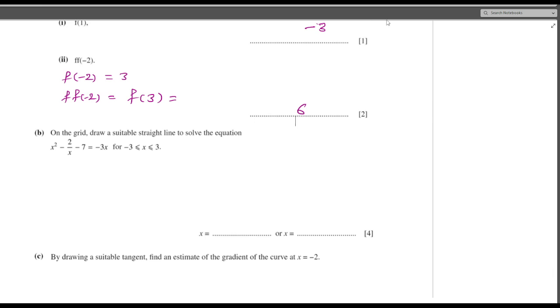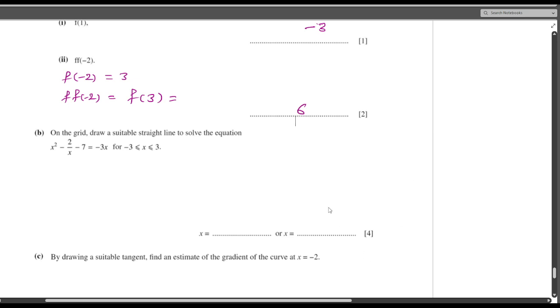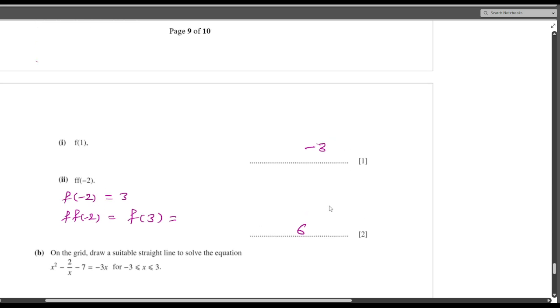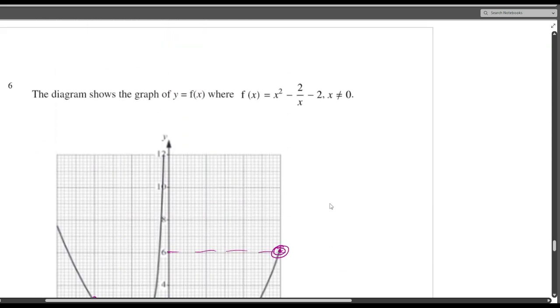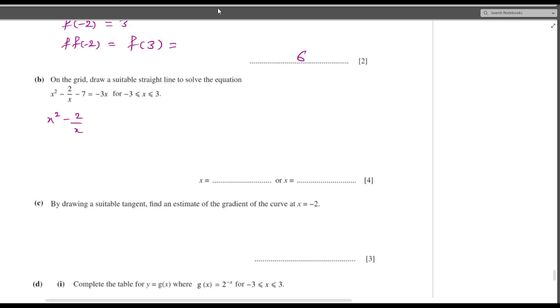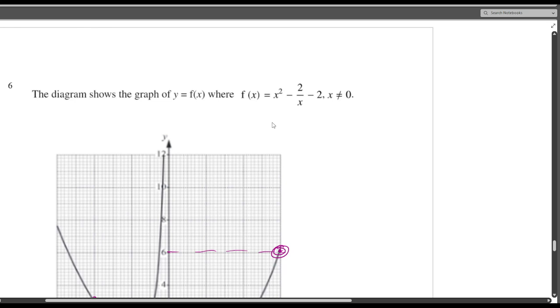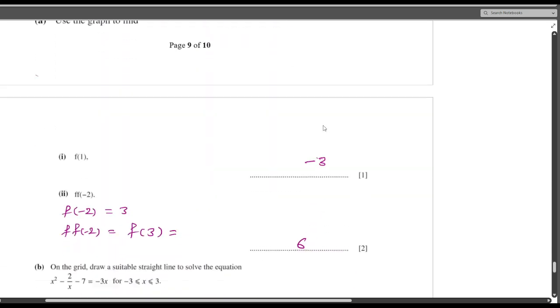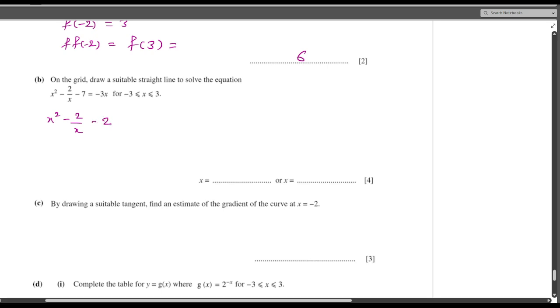On the grid, draw a suitable straight line to solve the equation. Now this is the question which I am looking at. Here this graph is for f(x) equals x squared minus 2 by x minus 2. Let me write the equation: x squared minus 2 by x minus 2. This is given to you.